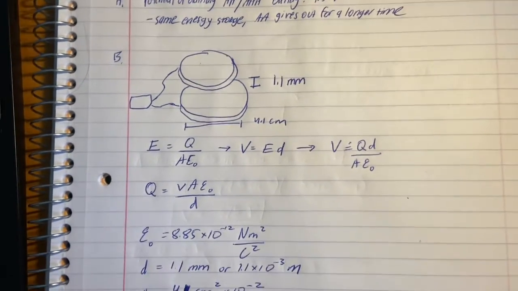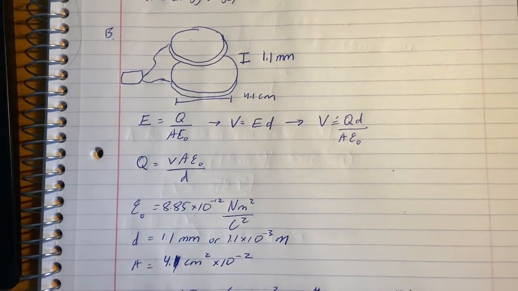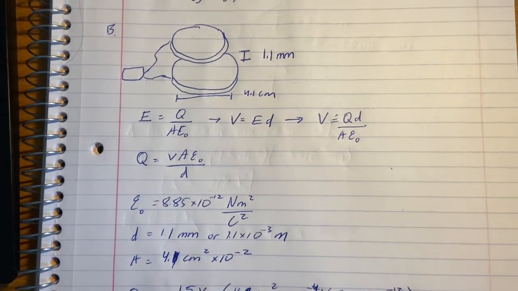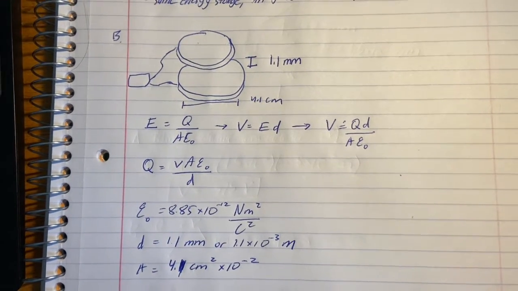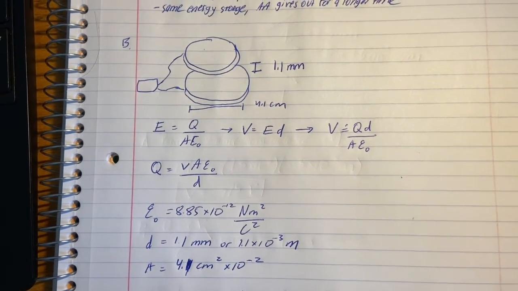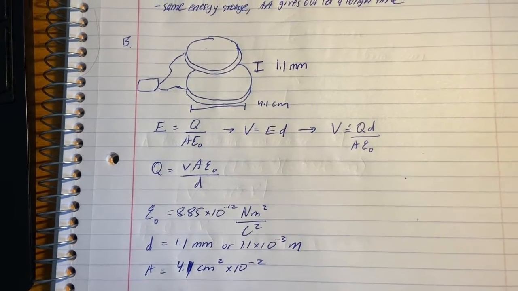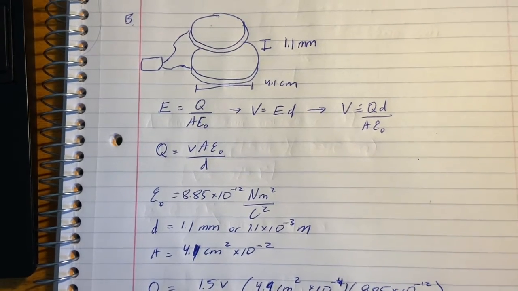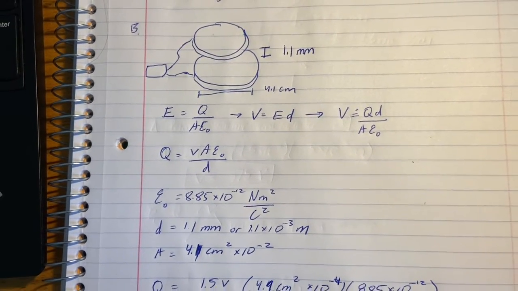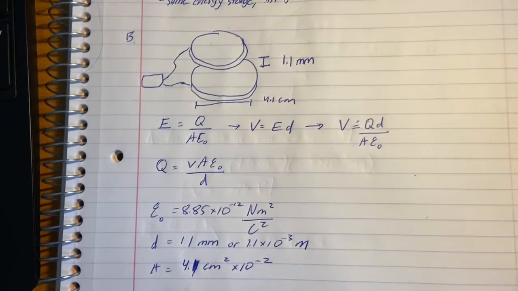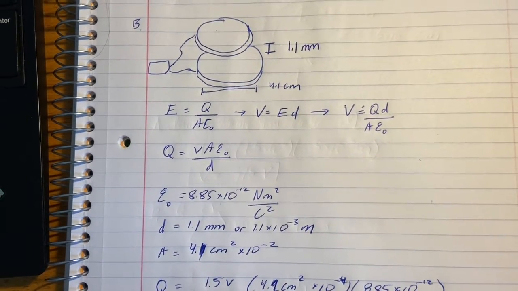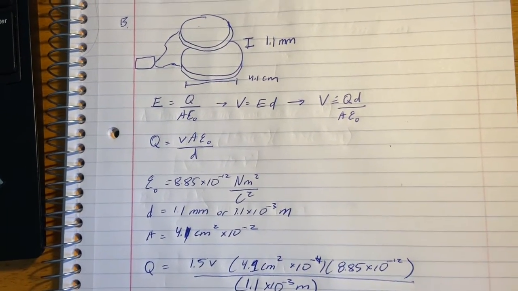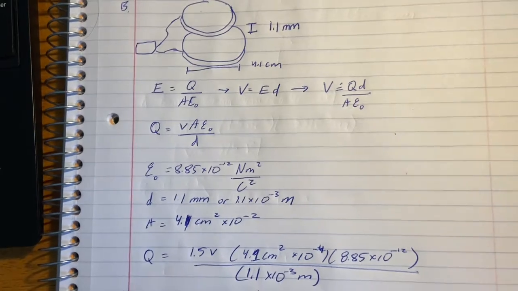So just quickly, we know epsilon naught is 8.85 times 10 to the negative 12 newton meter squared per coulomb squared, and the distance between the two plates of the parallel plate capacitor is 1.1 millimeters, or 1.1 times 10 to the negative third meters. And we know that the area is 4.1 centimeters by 4.1 centimeters. Since we're going to have to end up squaring that value, I actually made a mistake here. It's not 10 to the negative second, it's 10 to the negative fourth.